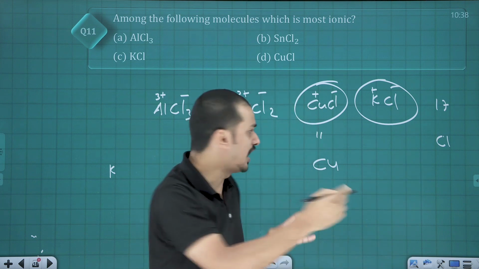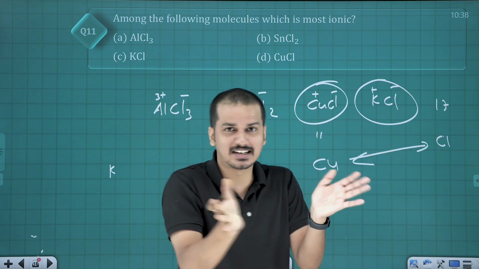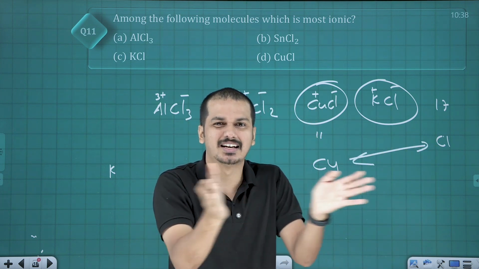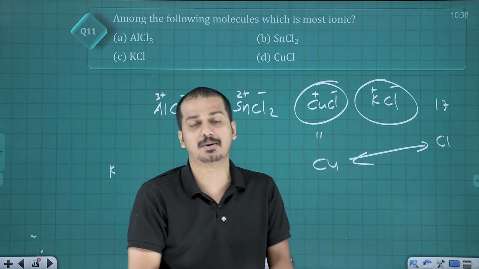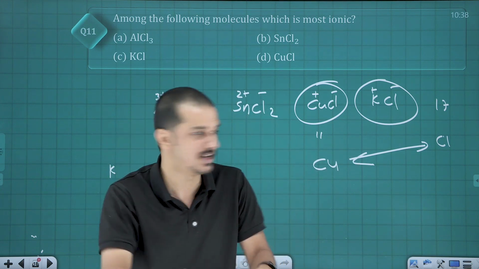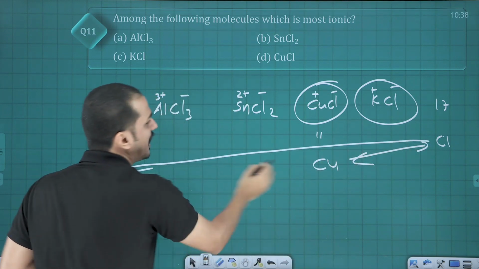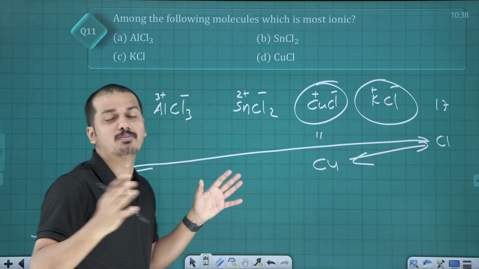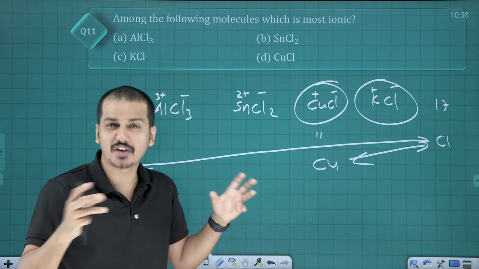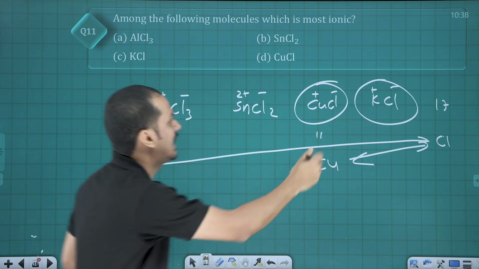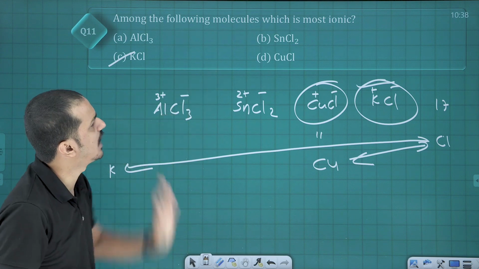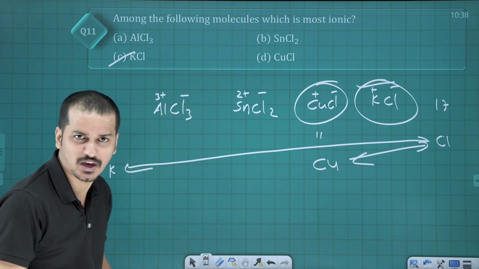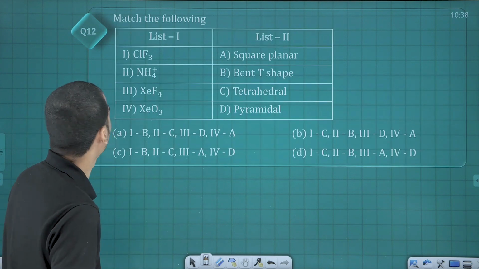If two elements come nearby, meaning the distance between the two elements is less, they have more covalent character because their electronegativity difference will be less. But if the distance between the two elements is more, their electronegativity difference is more, so more ionic character. So the answer is KCl. You can easily find out like that. KCl has more ionic character. Ready? Clear? Okay. We can move to the next question.